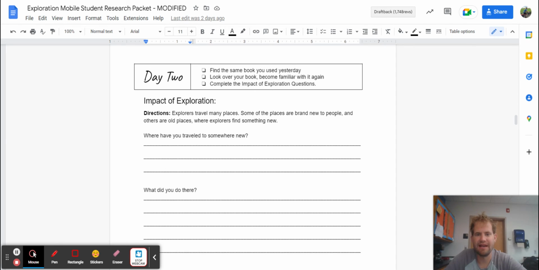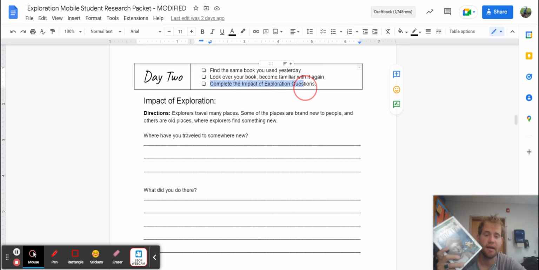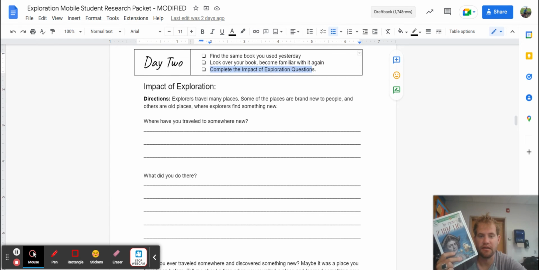Day 2 opens up, and I find the same book I used yesterday. It's good that I wrote down the title of this book so I know where to find it. I look over the book, and I become familiar with it again. And then after I review the book, I'm going to answer this exploration question. And here are those questions.